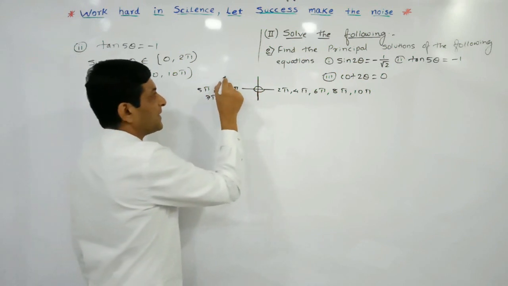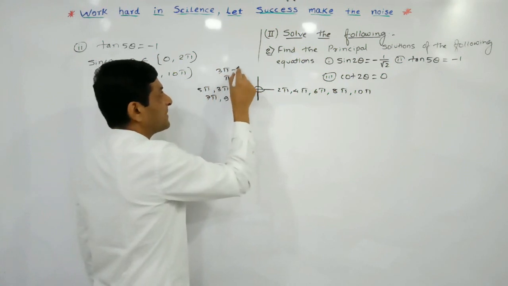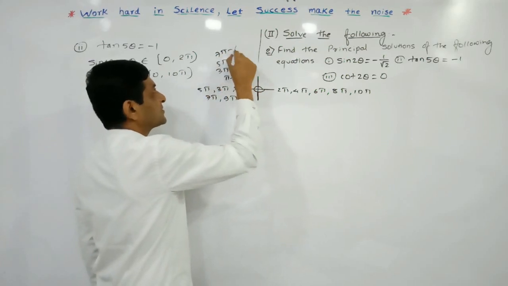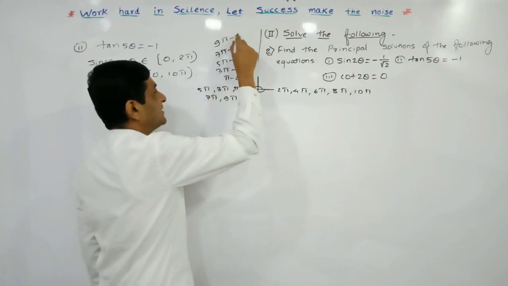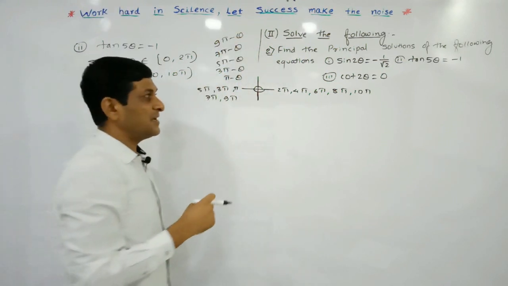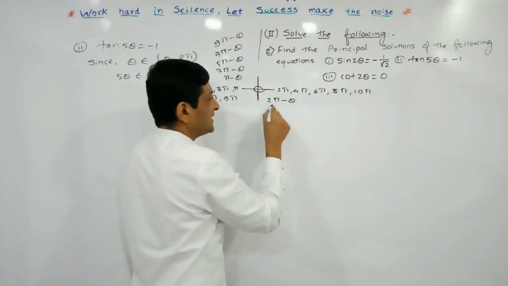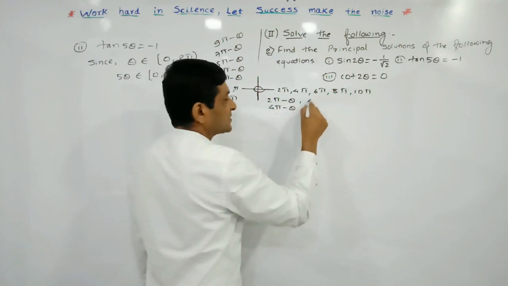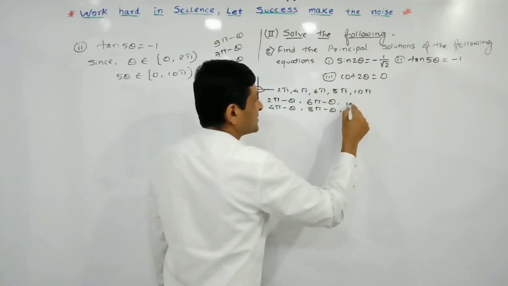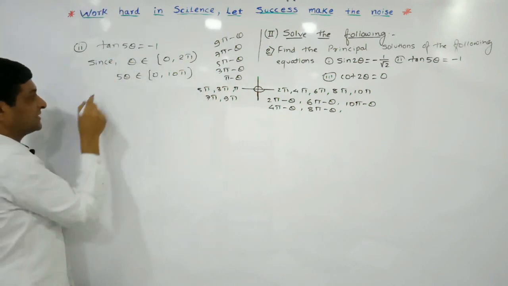Second quadrant means π − θ. This is our first value. Then the second value is 3π − θ, then 5π − θ, then 7π − θ, and lastly 9π − θ. So we are getting 5 values which lie in the second quadrant. In the same way, in the fourth quadrant we will get 2π − θ, then 4π − θ, 6π − θ, 8π − θ, and lastly 10π − θ. Okay.